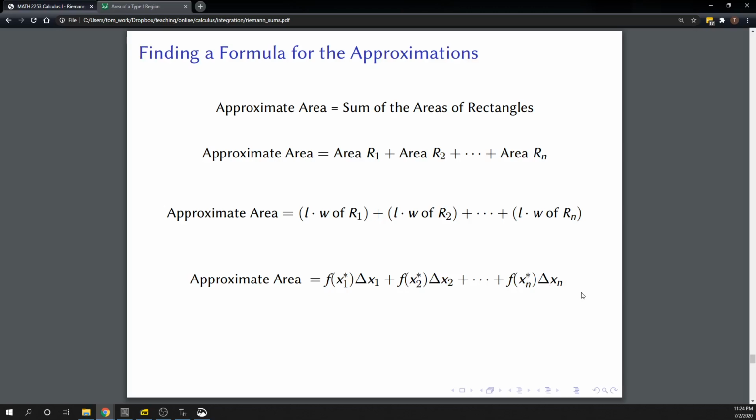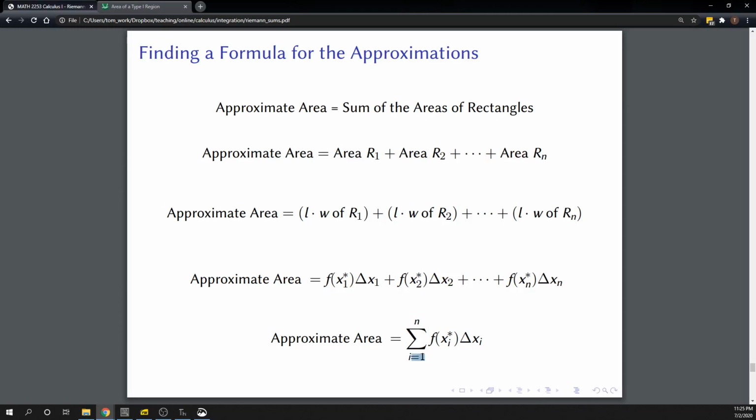Now, if you haven't watched the sigma notation video, you need to watch that because we're going to write this in sigma notation. In sigma notation, it would be the sum, i goes from 1 to n, f of xi star times delta xi. And remember, this sigma notation is just a compact way of writing a sum. If you have trouble seeing that, the easy way to see it is to write this in the expanded form. What would you get if you wrote this in the expanded form?